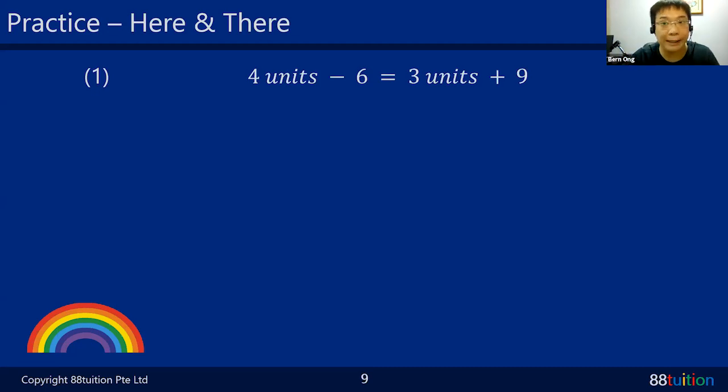So there are 2 different groups here. One is called the units group, and the other one is called the number group. So we have to bring all the numbers to one side and all the units to another side. And you have to follow some kind of rules. So the first rule I want to say, let's talk about the units first. Here, we have 4 units. And here, we got 3 units.